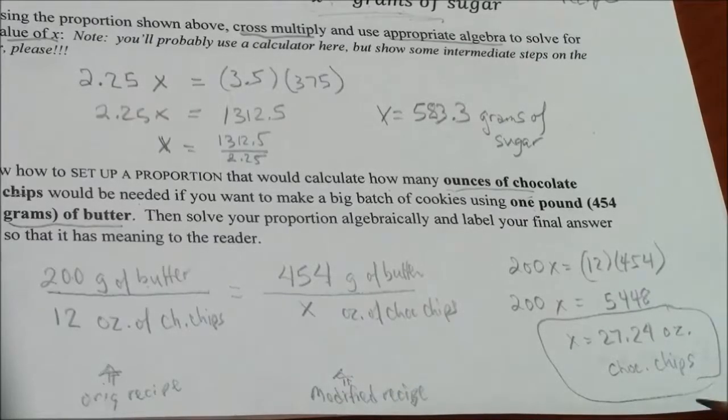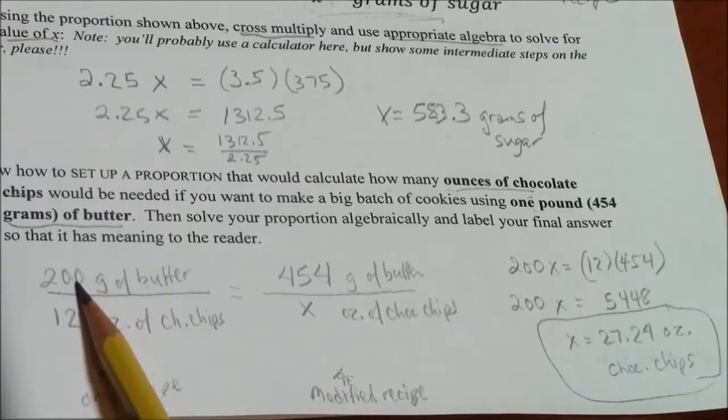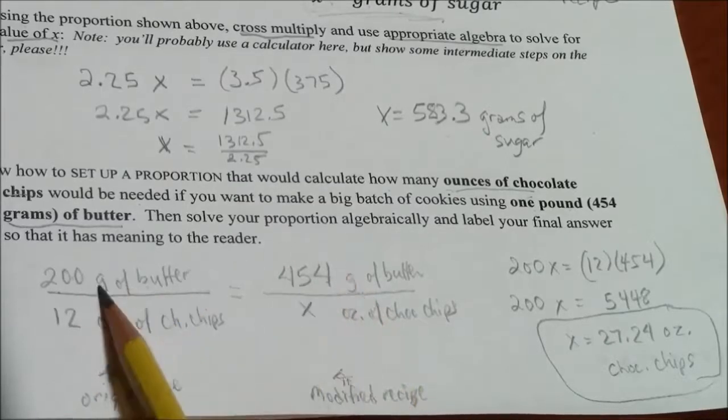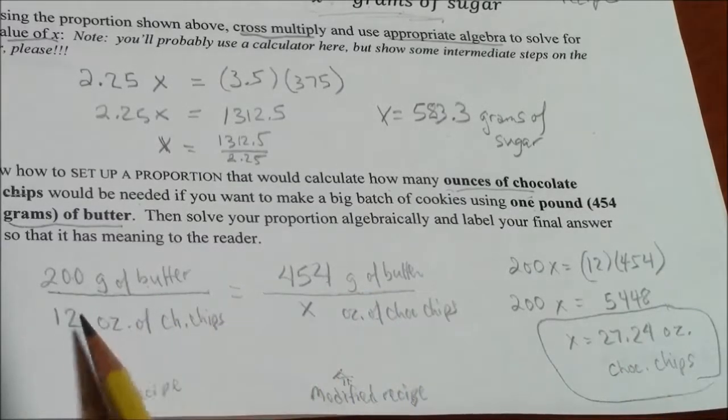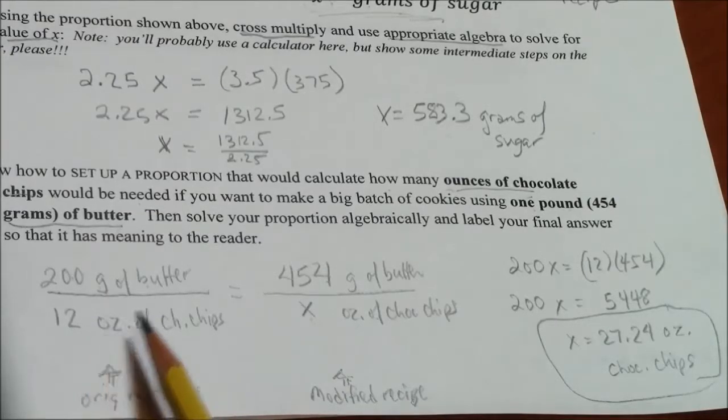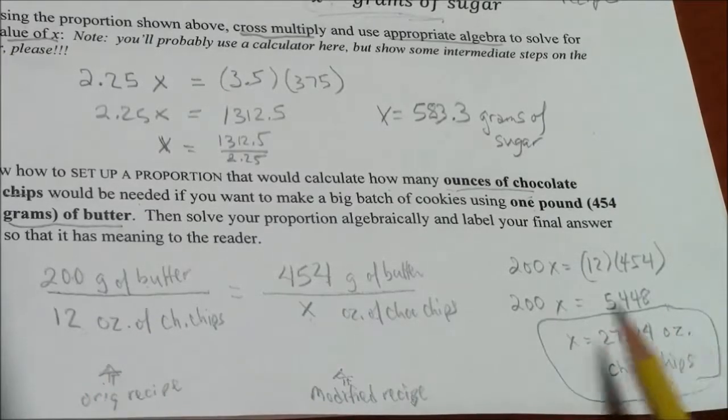If you think about it, this should make perfect sense to you. 454 grams of butter is a little more than double the original recipe. 27 ounces is a little more than double the original recipe. So it's always a good idea to think about your answer. Does it make sense? Is it reasonable? In this case, I am satisfied that this is a perfectly reasonable answer to the question.